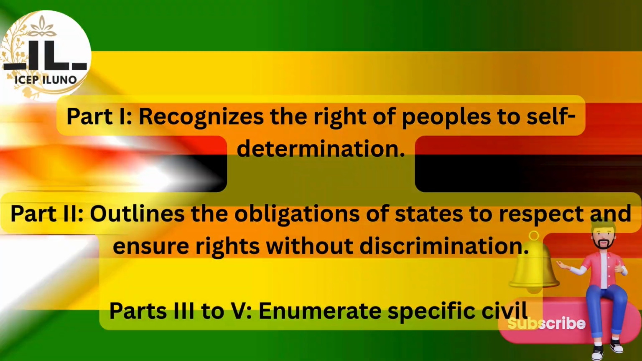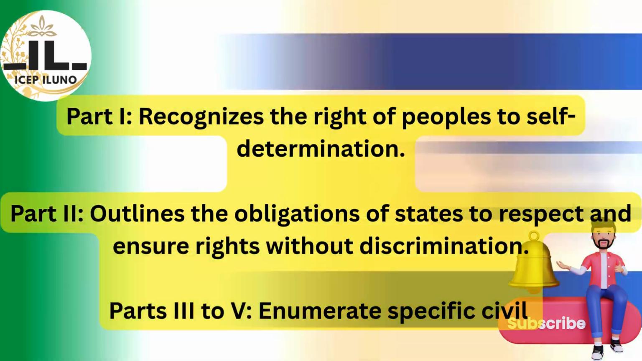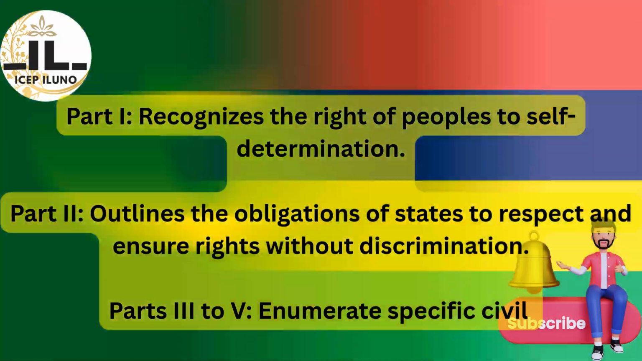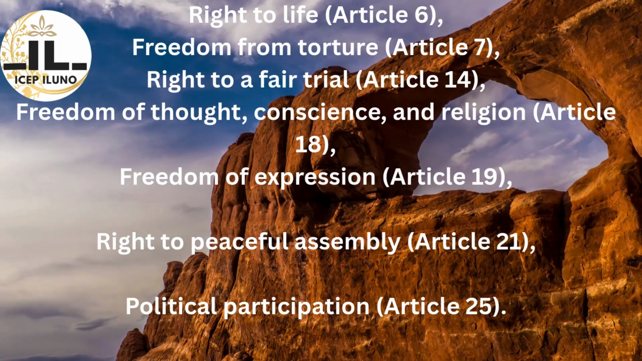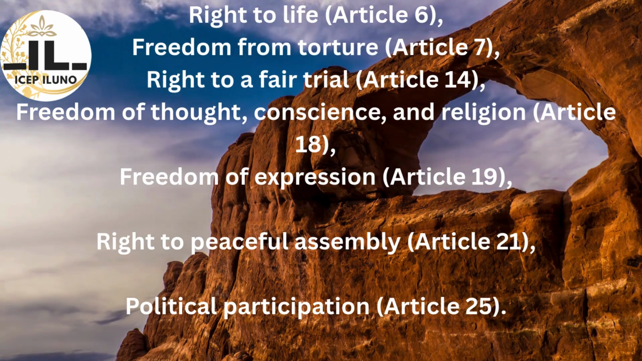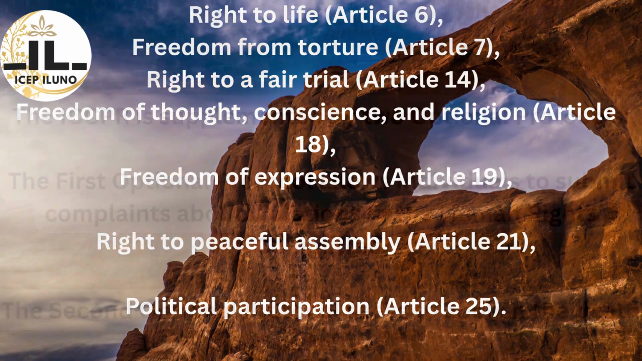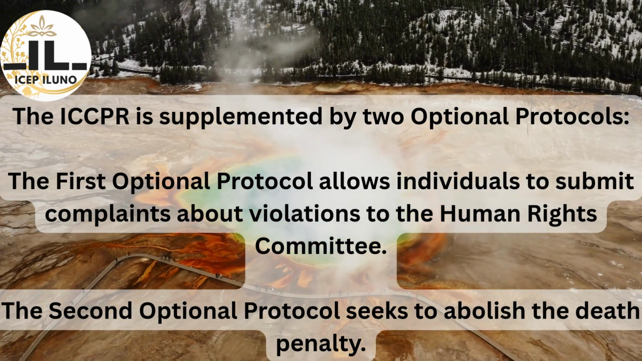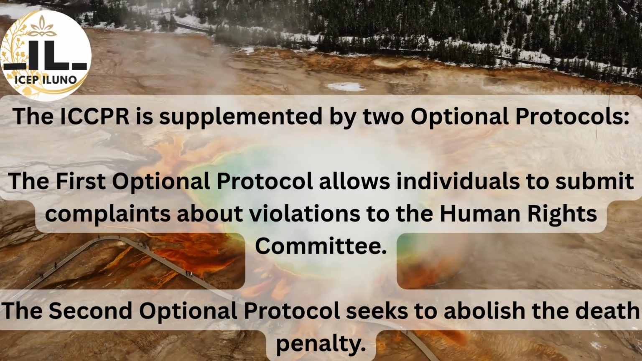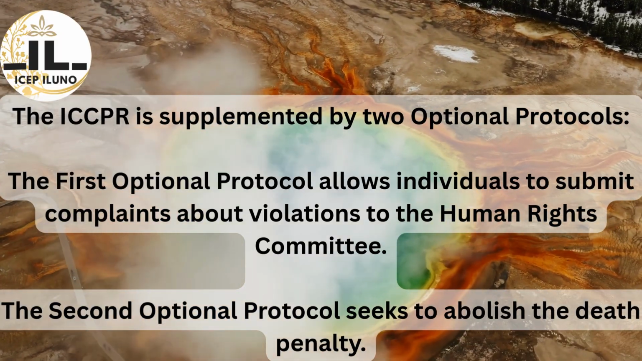International Covenant on Civil and Political Rights, ICCPR. The ICCPR focuses on protecting individuals' freedoms from governmental interference and ensuring participation in civil and political life. It is organized into 6 parts. Part 1 recognizes the right of peoples to self-determination. Part 2 outlines the obligations of states to respect and ensure rights without discrimination.